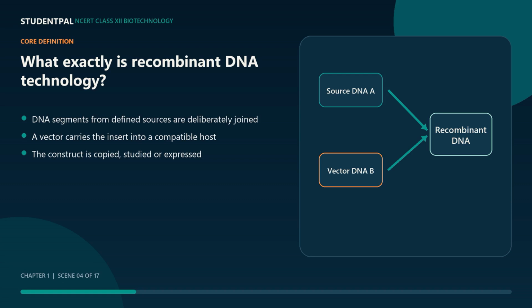Notice the word controlled. DNA recombination also occurs naturally, for example during meiosis. But laboratory recombinant DNA technology has defined source material, deliberate molecular steps, and a planned outcome. That outcome might be many copies of a gene, production of a protein, introduction of a trait, or construction of a research model. A complete definition therefore includes 4 ideas: the DNA segment, the vector, the host, and the purpose.